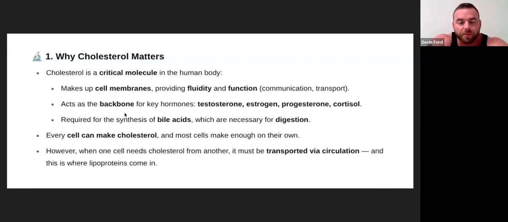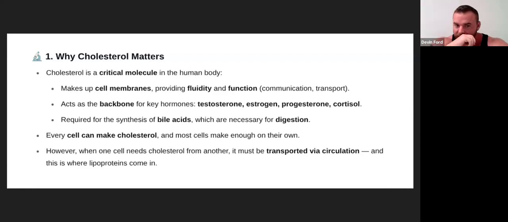It also acts as a backbone for testosterone, estrogen, progesterone, cortisol. Pretty much all the major hormones of the body need cholesterol to be formed. It's a building block of these hormones. Without cholesterol, we don't have any of those. It's also required for the synthesis of bile acids, which is huge for digestion. You can't break down fat without bile. So you wouldn't even be able to digest anything without cholesterol. Now, obviously, cholesterol is pretty damn important. We would die within seconds without it.